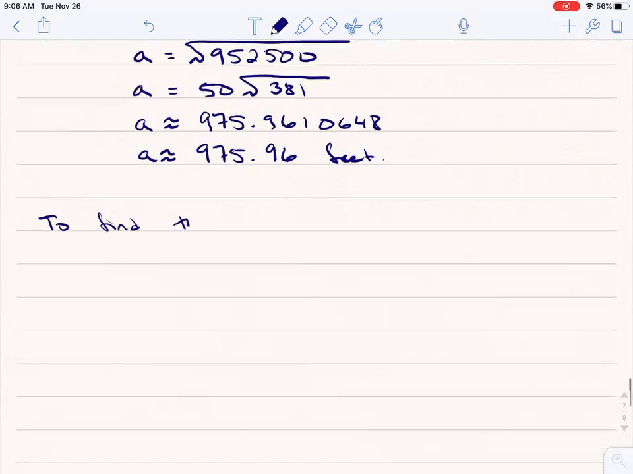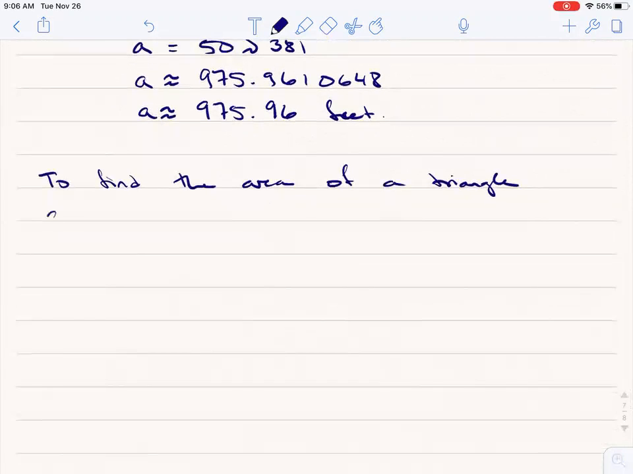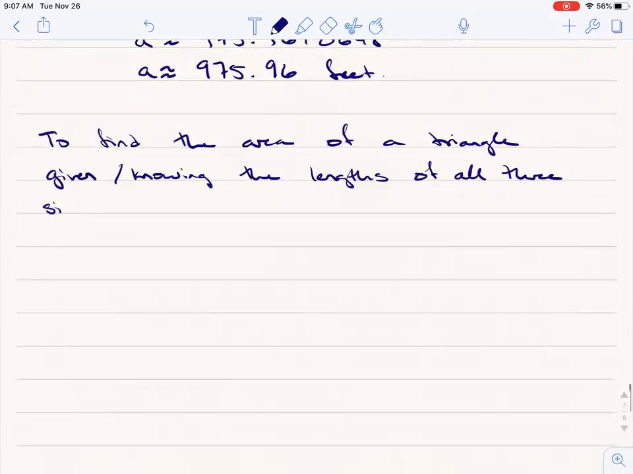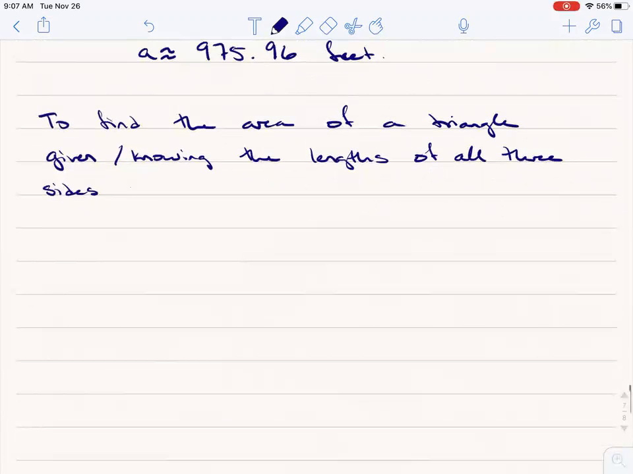To find the area, there we go, the area of a triangle, given or knowing, right? Knowing means that you've solved it, or if I've given it to you, given or knowing the lengths of all 3 sides, we can use Heron's formula.